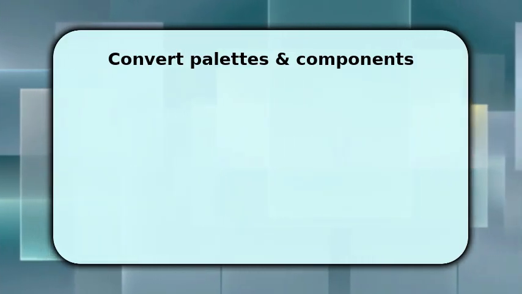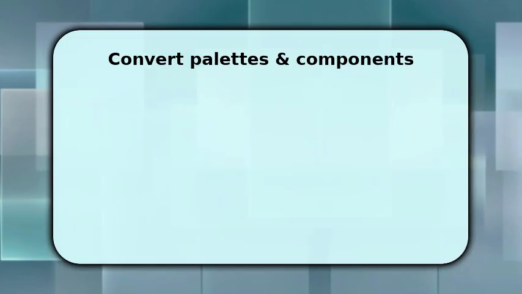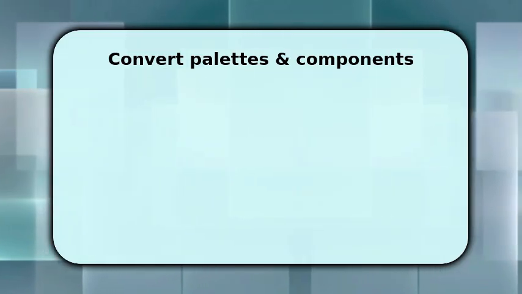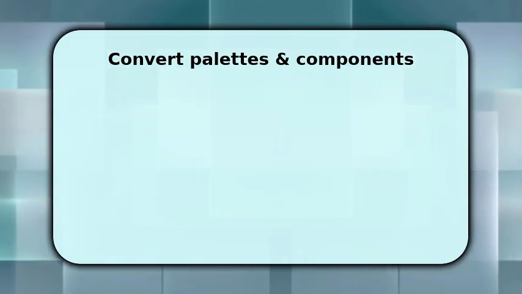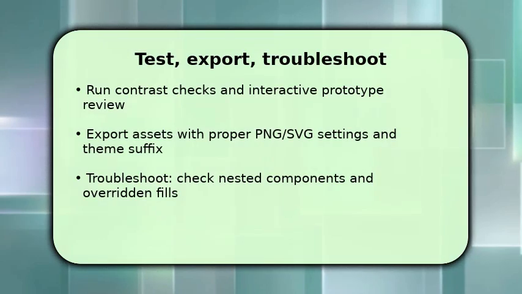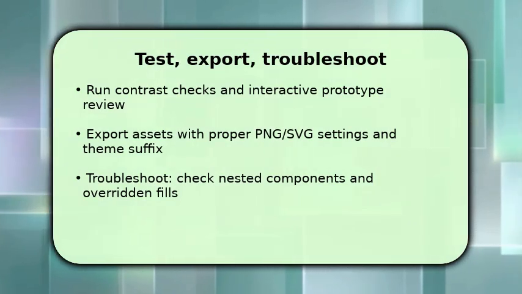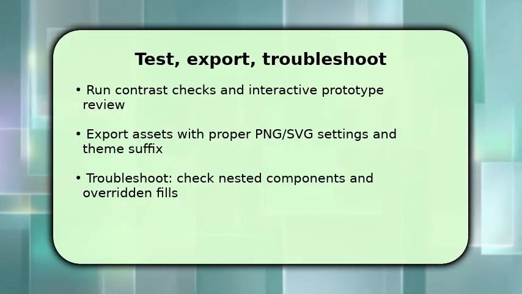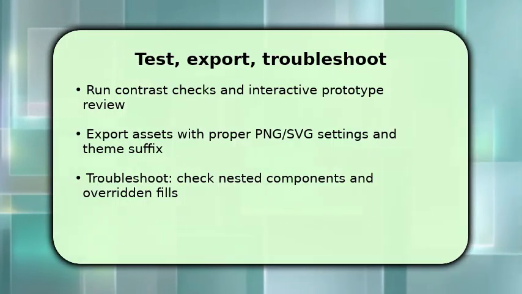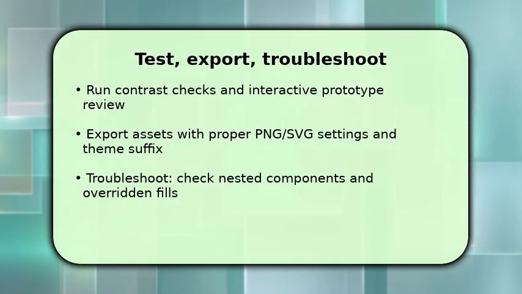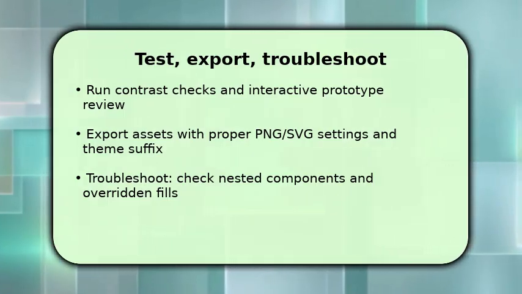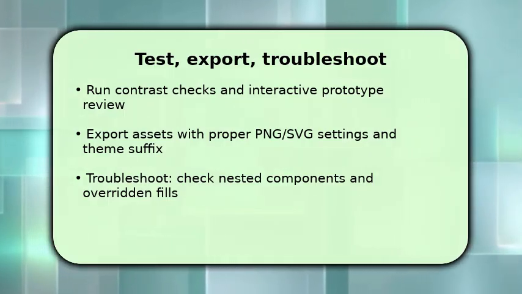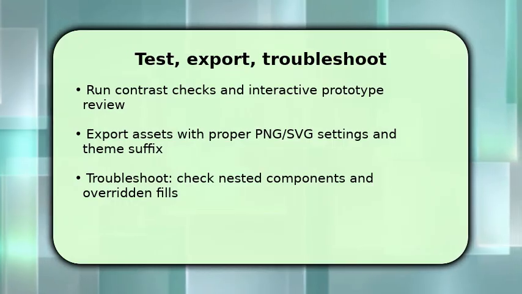surfaces. Make sure interactive states, hover, active, disabled, remain distinct. Consistency prevents confusion across screens. Finish by prototyping the key user flows and testing accessibility contrast. Correct any labels or icons that lose visibility. Export assets with a clear naming scheme that includes theme suffixes and double-check SVGs for hard-coded colors.